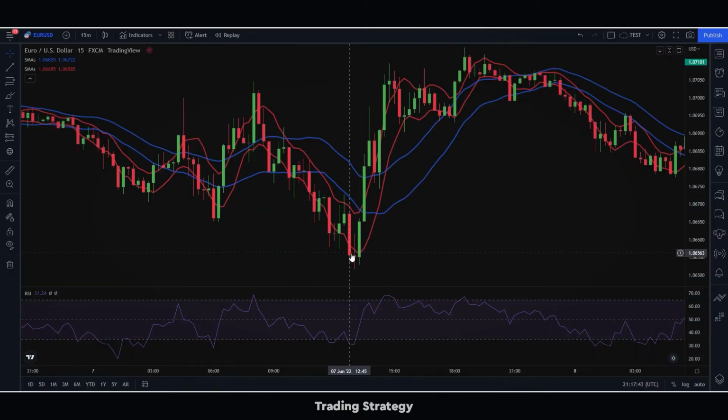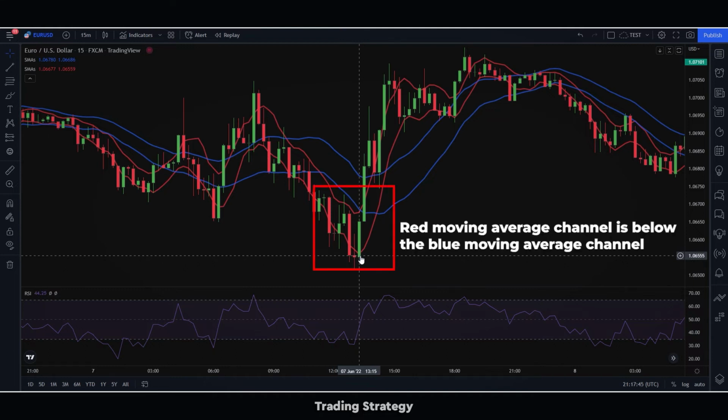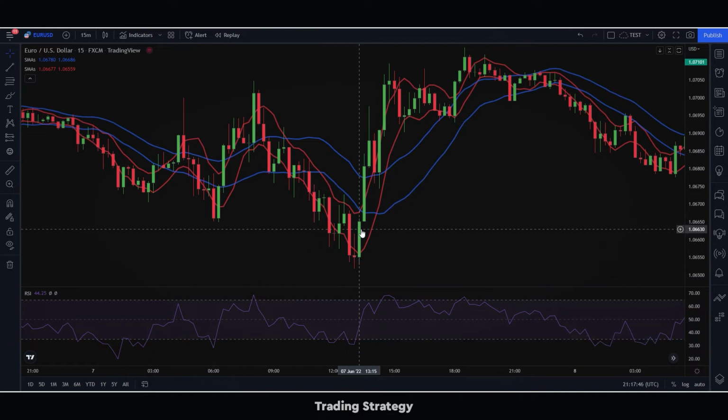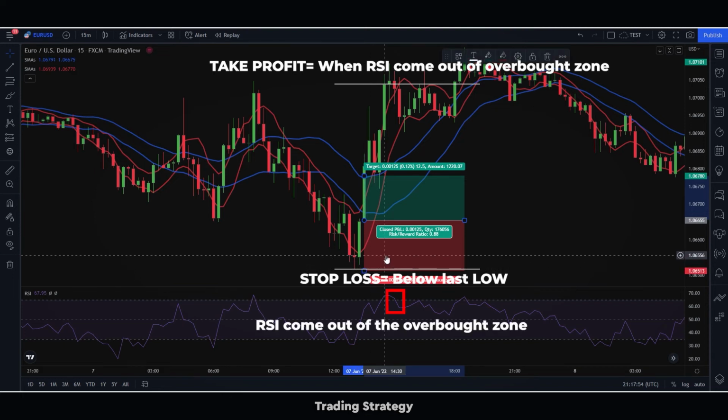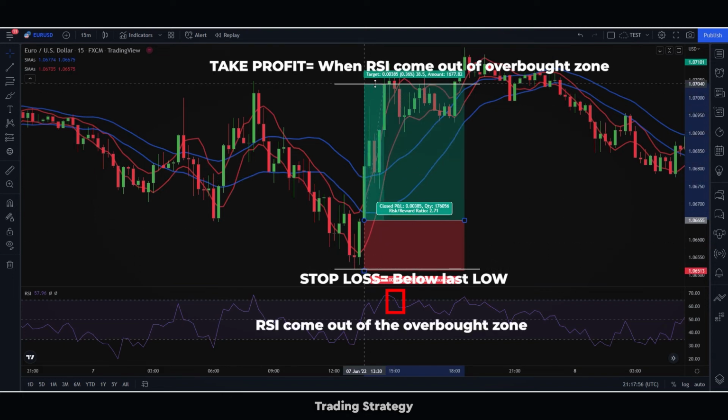We will make a buy trade if the red moving average channel is below the blue moving average channel. And furthermore, the RSI is coming out of the oversold zone. We will put our stop loss at the last low and our take profit when the RSI becomes overbought. If we are more aggressive, we can wait for the RSI to come out of overbought to take more profit.